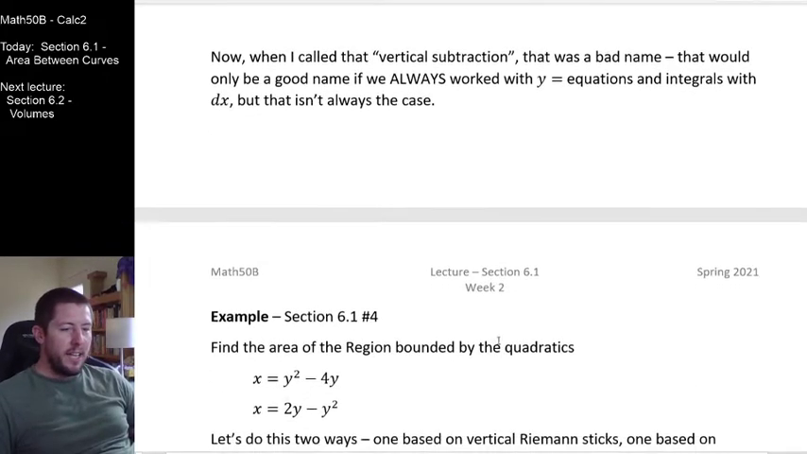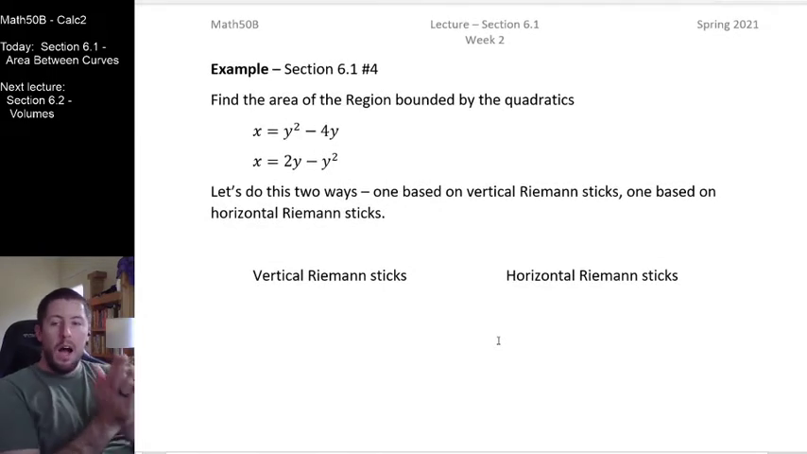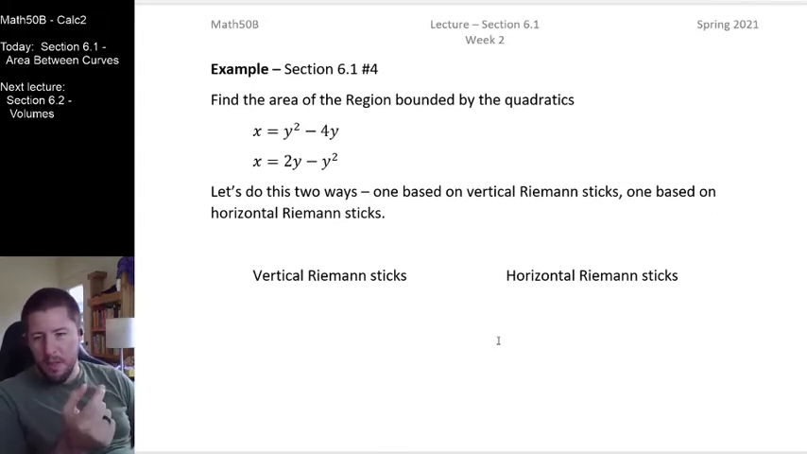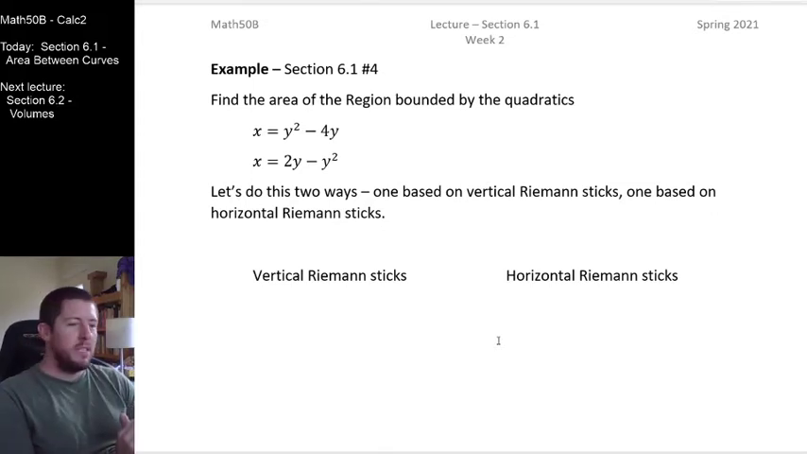So let's take a look at that example. This is in section 6.1, number 4 in the book. Number 4 just says, find the area. I'm the one saying I want us to be able to express this both ways. So let's find the area of the region bounded by these two quadratics.